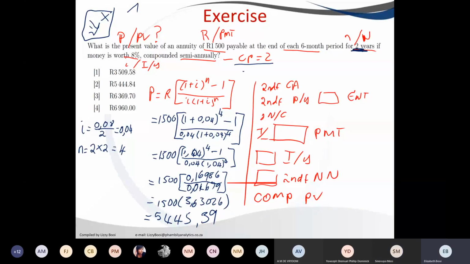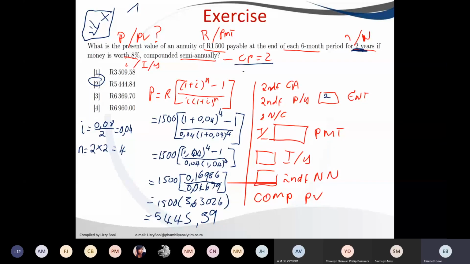First off, I rounded off too quickly somewhere because I should have left all the digits, and that's why I will get 5445, and there's no answer there that looks like that. But the answer that is almost close by is that one, which I assume those who are calculating using the financial calculator, you followed the steps.